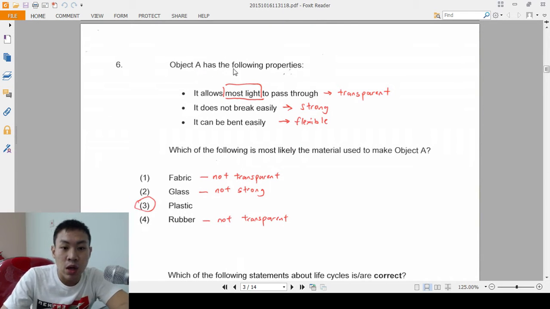Question 6. Object A has the following properties. Allows most light. So what I do is I put a small note here. Most light means that it's transparent. Does not break easily. This refers to it being strong. And it can be bent easily. It means that it's flexible. So fabric, we look at it. Fabric is not transparent. Option 2, glass. Glass is not strong. Okay, option 3 is plastic. Plastic is transparent, strong and flexible. So all the three properties agree with this. So option 3 is my answer. Option 4, rubber. Rubber is not transparent, so that is not true.